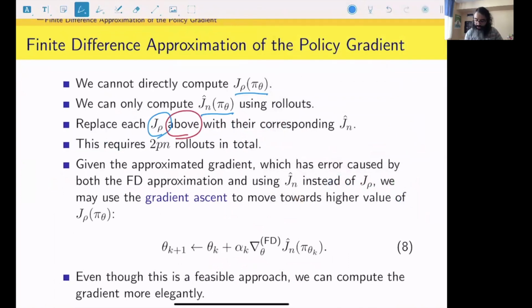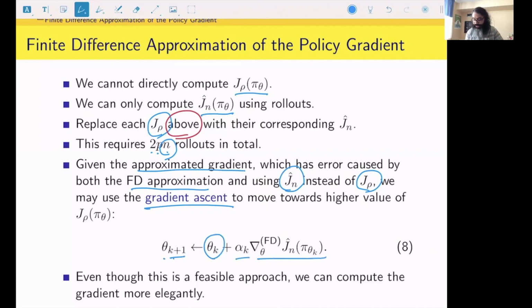And then this requires in total 2 times p times n rollouts, because we have p dimensions, and for each of them we have 2 J computations required. And if we do n rollouts for each, we have 2 times p times n. And then, as you mentioned, these approximated gradients have two sources of error: one is the finite difference approximation, and the other is using J hat n instead of J rho. Then we can do gradient ascent to move towards higher values of J rho of pi theta. So basically theta k plus 1 becomes theta k plus some learning rate times the gradient. So we move upward here.